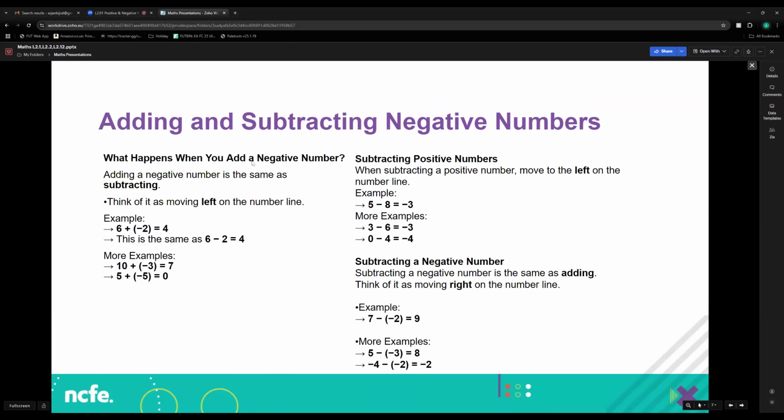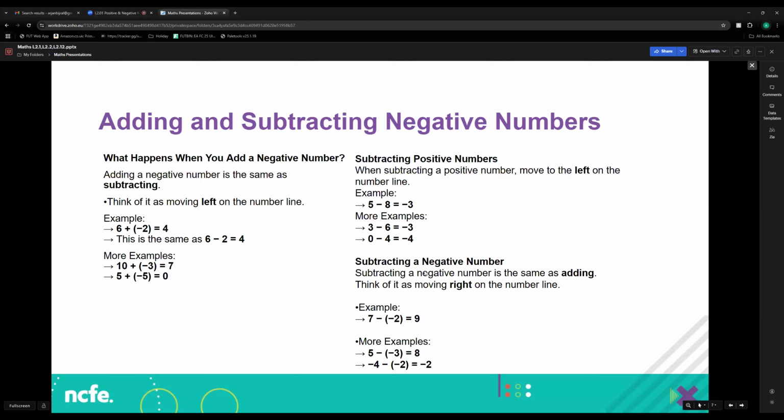Same thing. So this is just covering what I said on the last slide. 6 plus minus 2 equals 4 is the same as 6 minus 2 equaling 4. Just a few more examples. And then when subtracting positive numbers, it's just a normal subtract. There's no difference. But then you subtract a negative number.